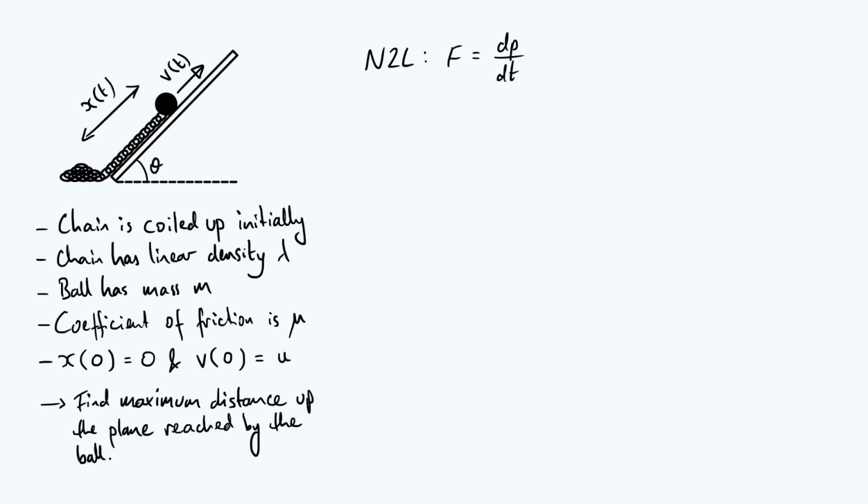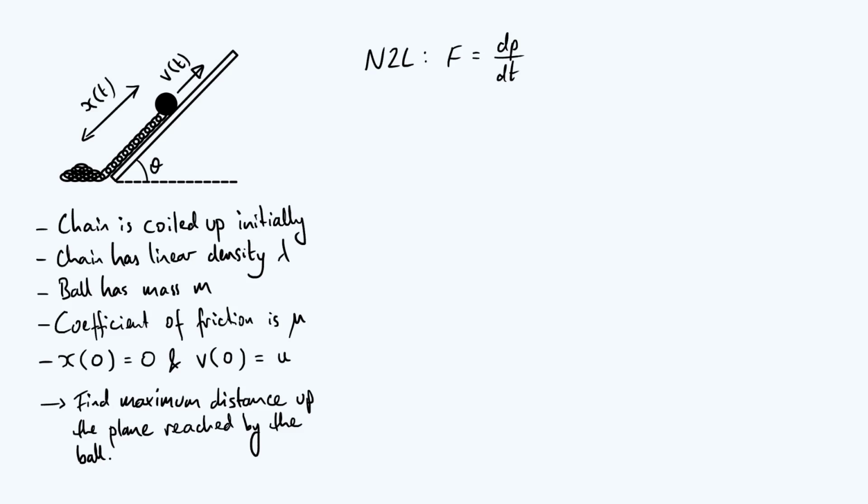So Newton's second law is, of course, force equals rate of change of momentum. I'm writing it as F equals dp by dt rather than F equals ma, because the mass of the system is variable, because more and more of the chain is being set in motion over time. Right, so the mass is changing, and so we've got to use this full form of Newton's second law.